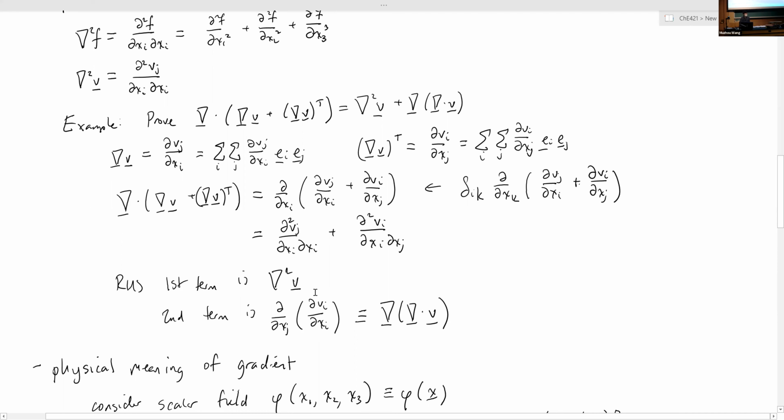If you did it the other way, then you would get a tensor. Your dvi dxj would be a tensor with nine components, and then you'd have to be really careful when you try to take dxi of that, making sure that you're summing correctly, either along the row or along the column. That's why it's so much easier to do it the way that we did it in class.